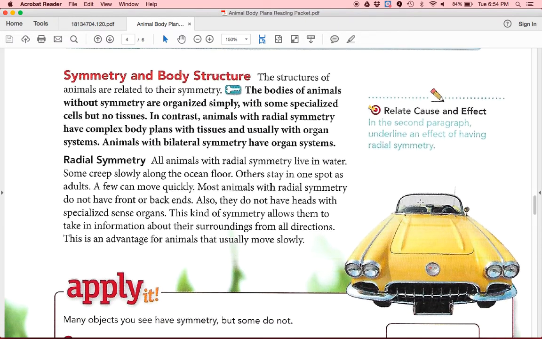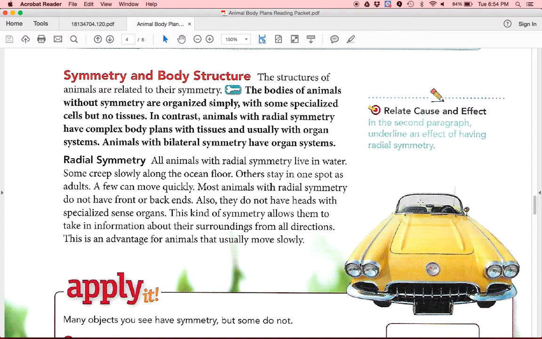Symmetry and body structure. The structures of animals are related to their symmetry. The bodies of animals without symmetry are organized simply, with some specialized cells but no tissues. In contrast, animals with radial symmetry have complex body plans with tissues and usually with organ systems. Animals with bilateral symmetry have organ systems.